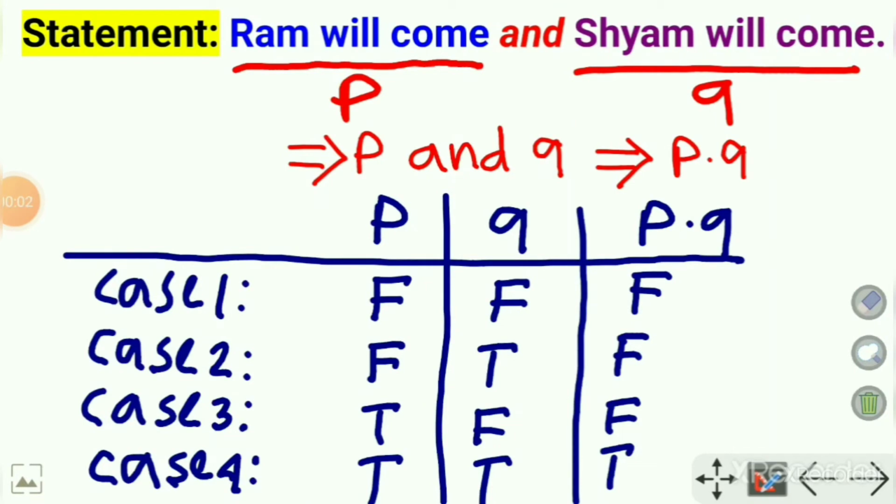This table is called a truth table. In digital electronics, true value is represented as 1 and false value is represented as 0. So let me write 0 instead of F, that means false, and 1 instead of T for true.